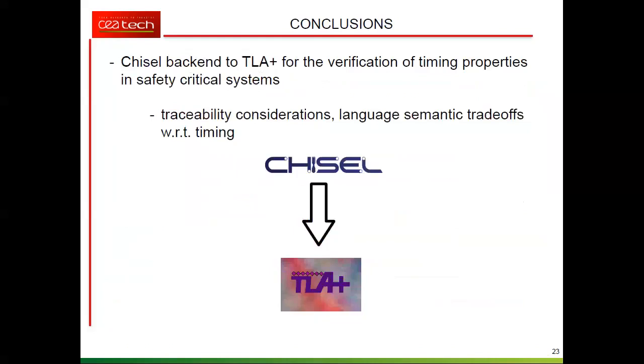I will be concluding this. We are looking at safety critical systems. We look to prove properties of code running on platforms. We would like to build formal specifications automatically with traceability considerations in mind. And we are always forced to do some semantic trade-off between the 2 languages.